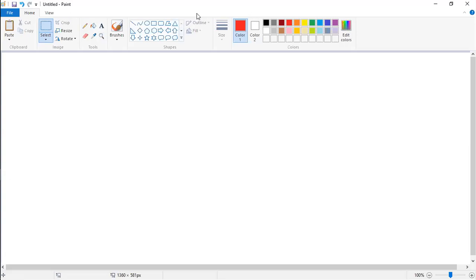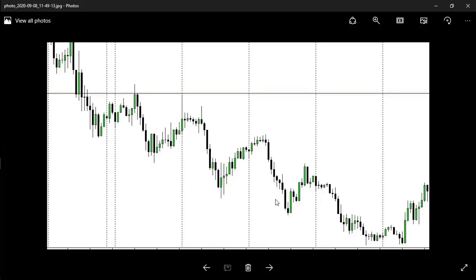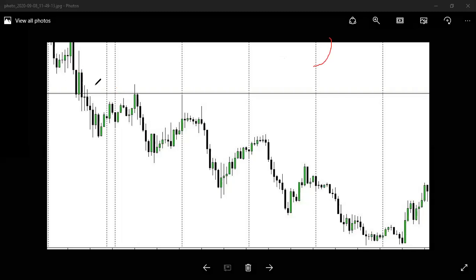The other question was about premium and discount, right? In a downtrend. So let me go to the picture here. I have a clear picture here. We have this picture here. This one will be, I think, easy to explain. Right, so we have a downtrend here, as you can see. So this here, this is a downtrend, right?